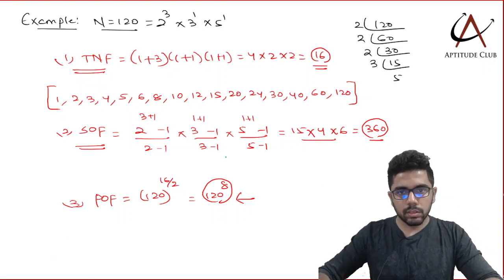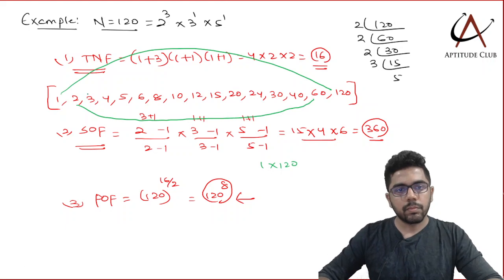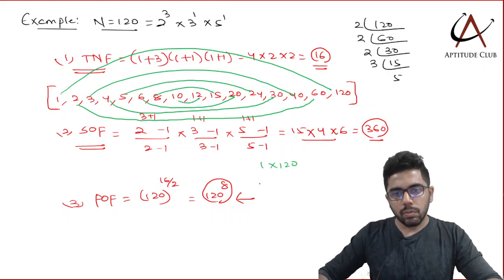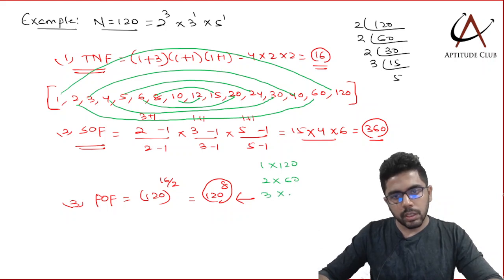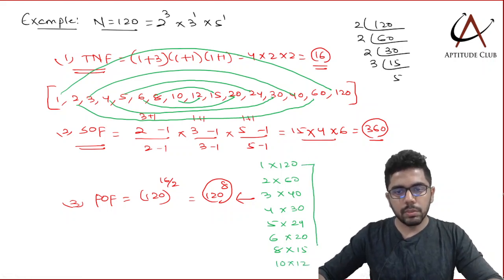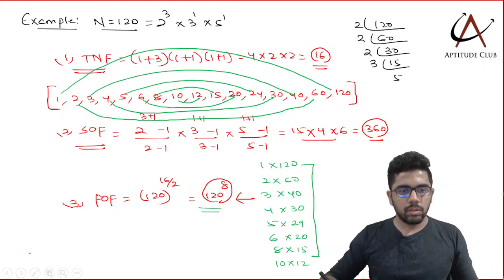And again if you look at this, 1 into 120, first number into the last number. 2 into 60, then 3 into 40, 4 into 30 and so on. 5 into 24, 6 into 20, 8 into 15, 10 into 12. 8 times I am getting 120, that is why 120 to the power 8. Very simple logic. So three formulas.